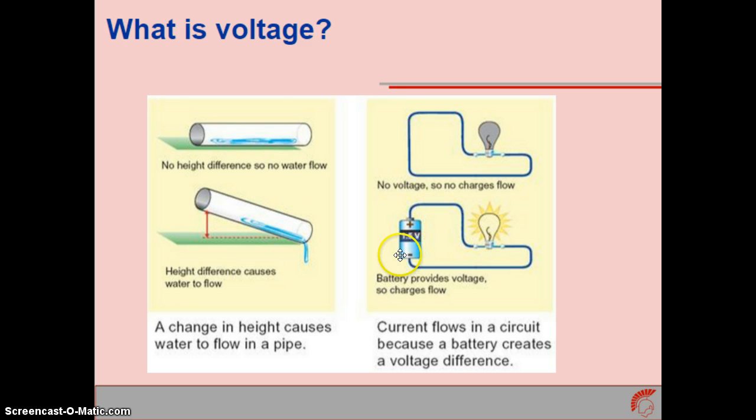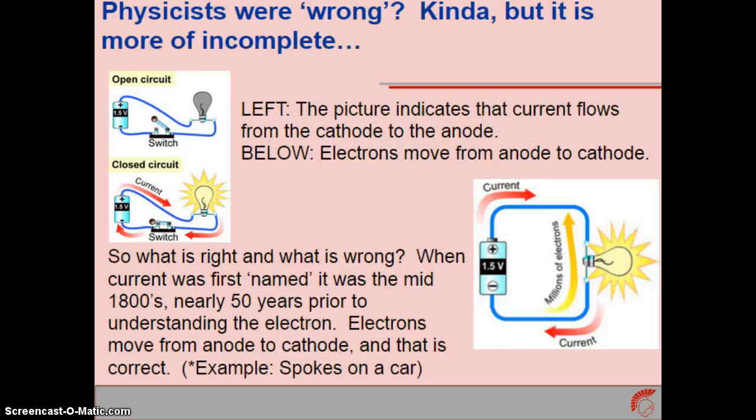Here's my high, here's my low, it's going to direct the electron, or in this case, excuse me, the current. We're defining it as current, it's going to be pushing current from high to low. So current flows in a circuit because a battery creates a voltage difference.